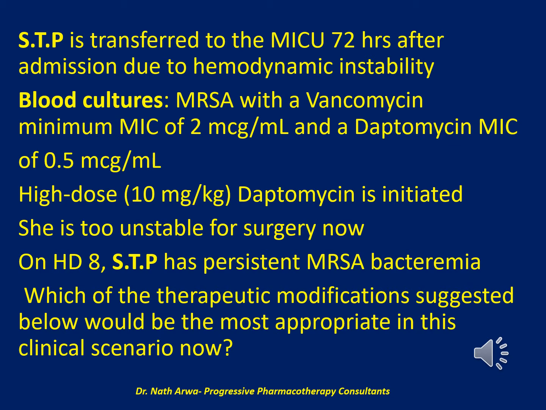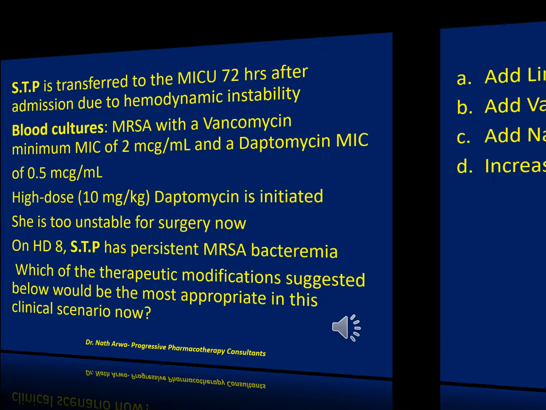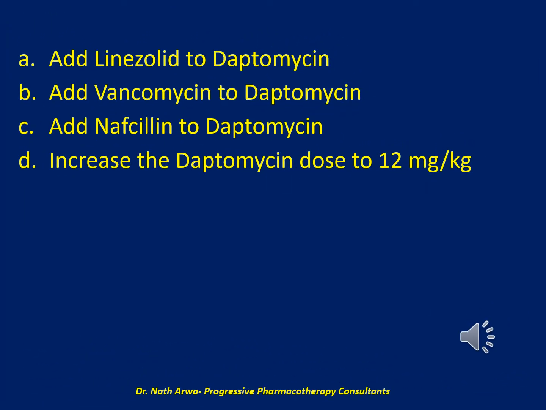So my question to you is, which of the therapeutic modifications suggested below would be the most appropriate in this clinical scenario now? Would it be A. Add linezolid to daptomycin, or B. Add vancomycin to daptomycin, or C. Add nafcillin to daptomycin, or would it be D. Increase the daptomycin dose to 12 mg per kilogram? I will give you 10 seconds to choose the correct answer to this question from the listed options.